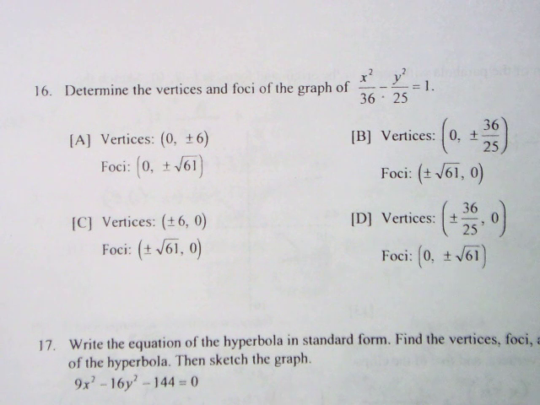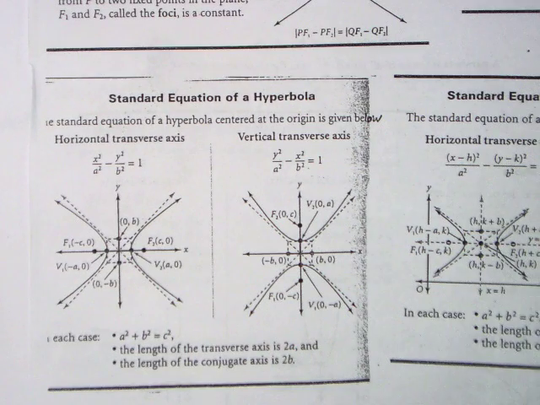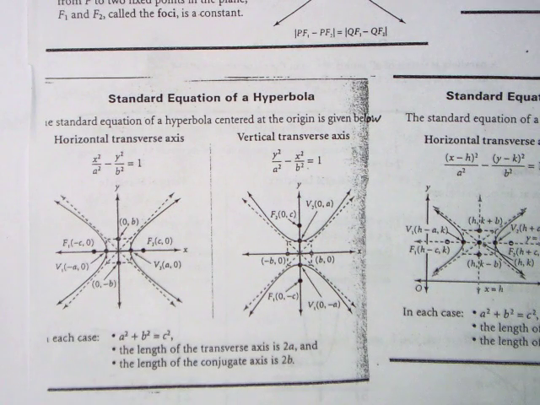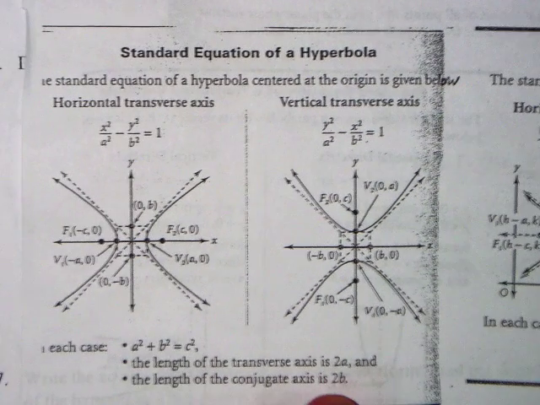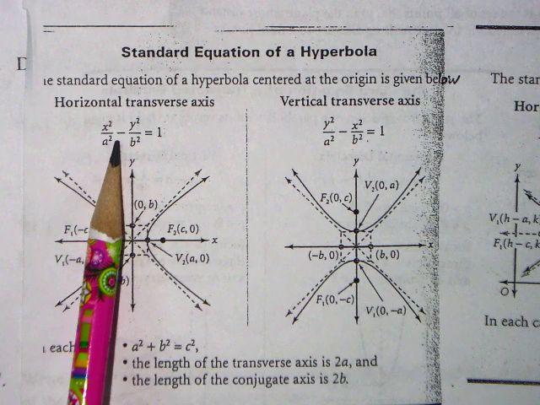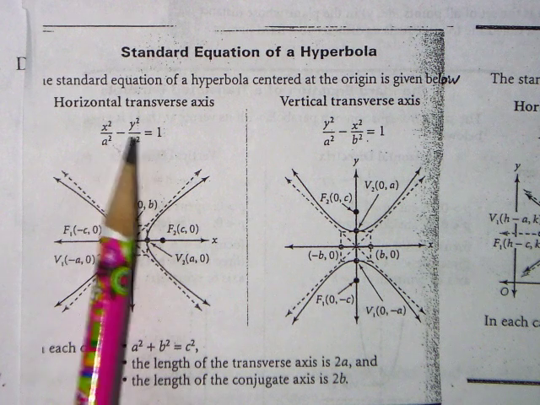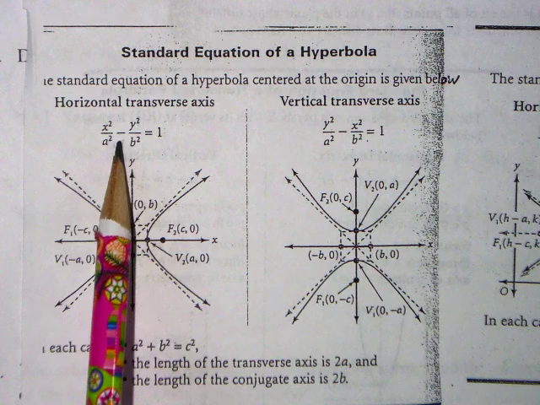So again, you need to look at that sheet that we have, and you're going to notice that it is the standard equation of a hyperbola. Again, we're looking at this one right here. There's a minus sign in between: x squared over a squared minus y squared over b squared equals 1. There's a minus sign. Again, compare that to the other ones. Let's look at that really quick.